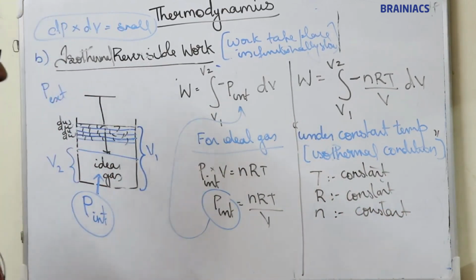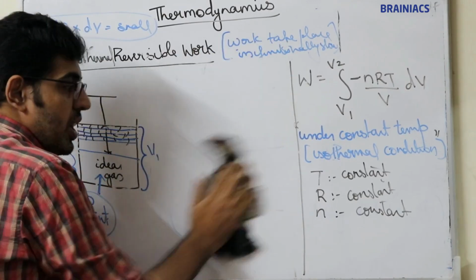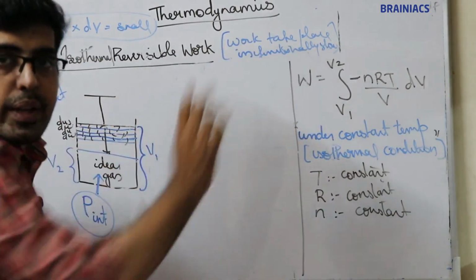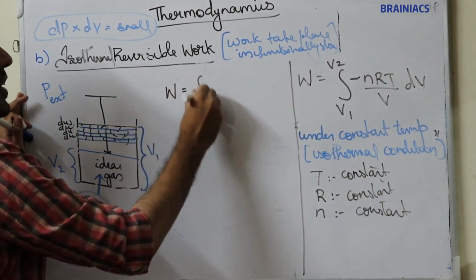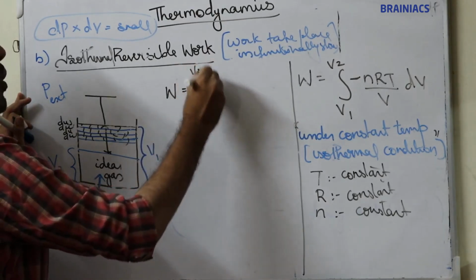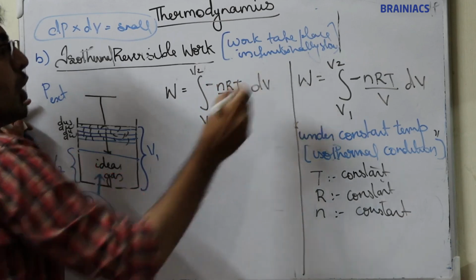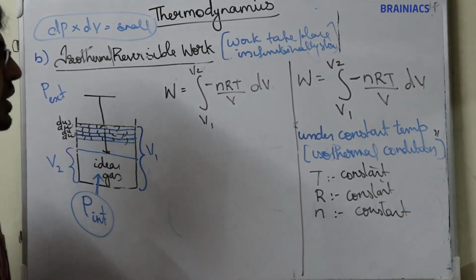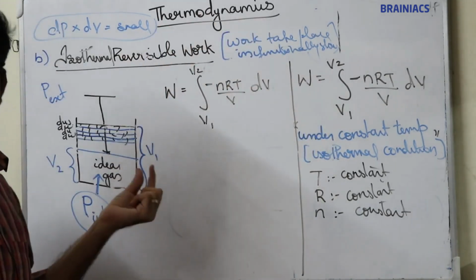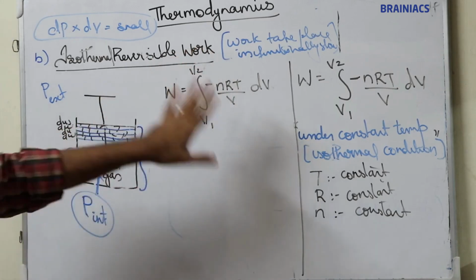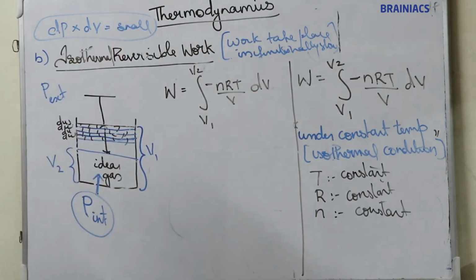Okay. Now, the next step is we have to integrate. So during integration, W is equal to the integration from V1 to V2 of minus nRT by V dV. During integration, we have to take constant terms outside this integration.